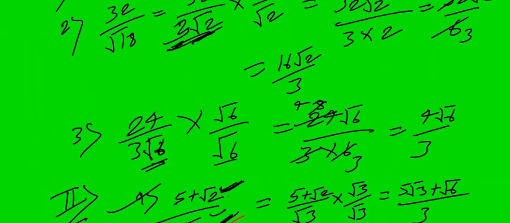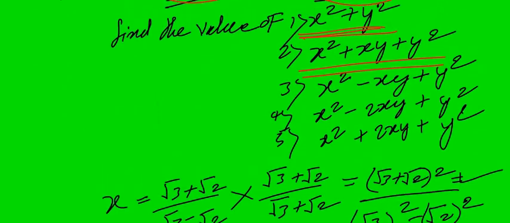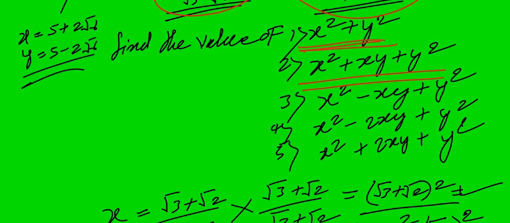Now whatever will be asked in this question, we will get the solution very simply. For example, see here what you have got: x is equal to 5 plus 2 root 6 and y is equal to 5 minus 2 root 6. Whatever will be asked, we will get the solution.